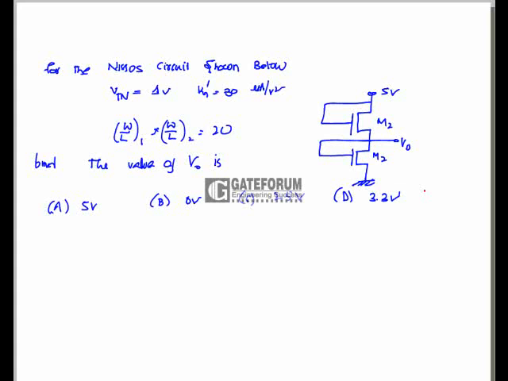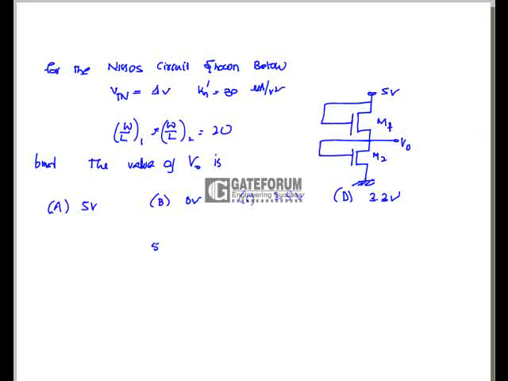In the NMOS circuit shown below, VTN equals 1 volt, Kn' is 30 microamps per volt squared, and the W by L ratios are equal. So all the parameters of both M1 as well as M2 are perfectly matched.